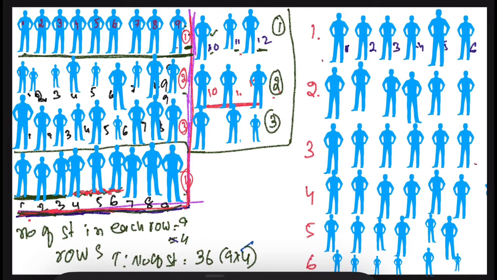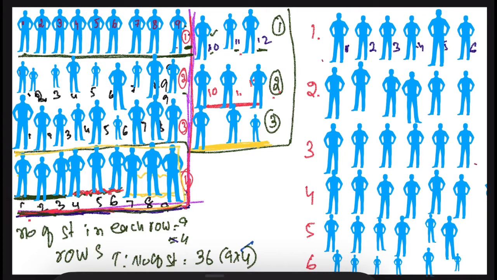Now the rest, how many remained? These 3 students remained, isn't it? So we asked them, now you go and sit in the third row. So these students came and they sat in this row. They stood in the third row. So all students have gone. This row is completely vanished.